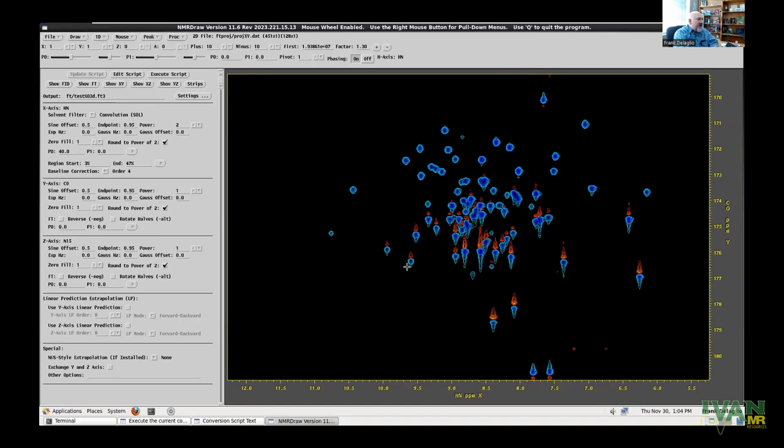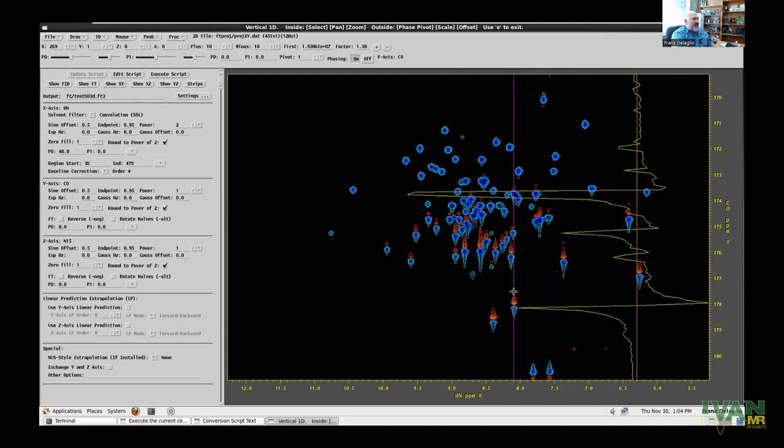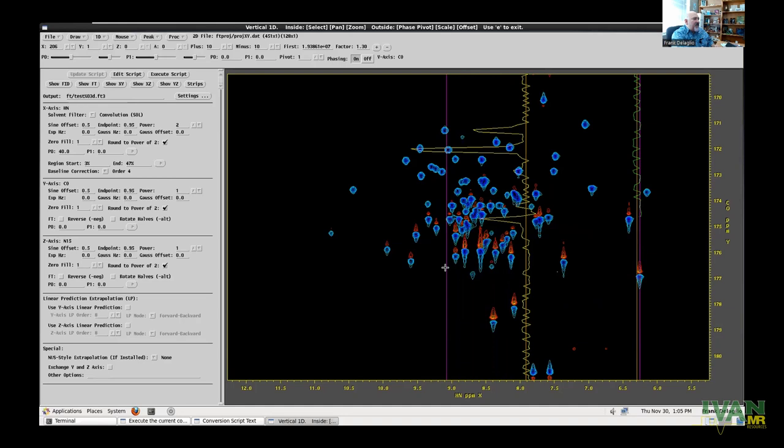So I'm going to do that by going to the mouse menu and extracting 1D vectors from the indirect dimension like this. So let's say, I don't know, we'll look at this 1D vector here. And now under the 1D menu, I'm going to use a command called append 1D. That's going to keep this 1D slice on the screen so that I can go elsewhere and look at as many other 1D slices as I want in order to process this data.